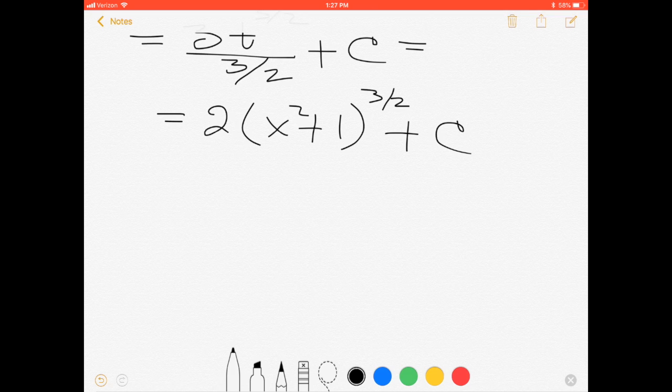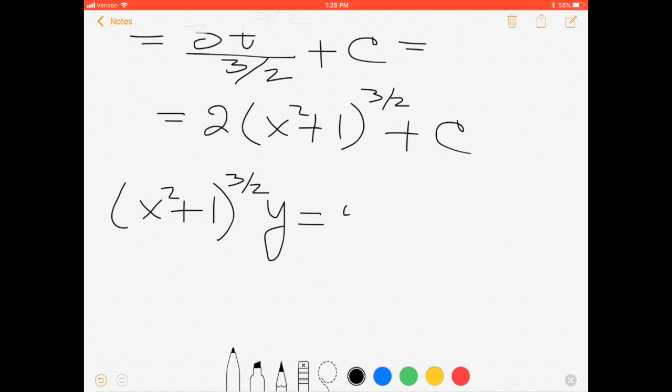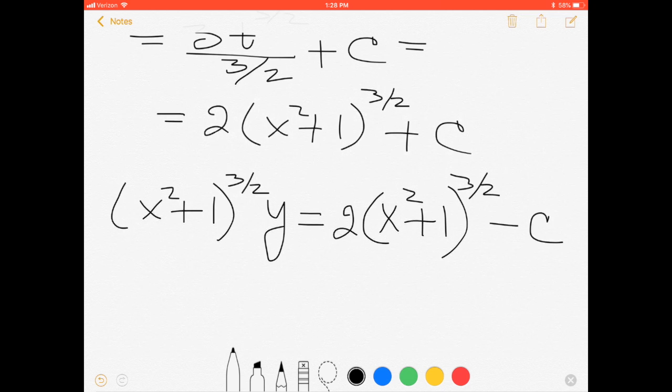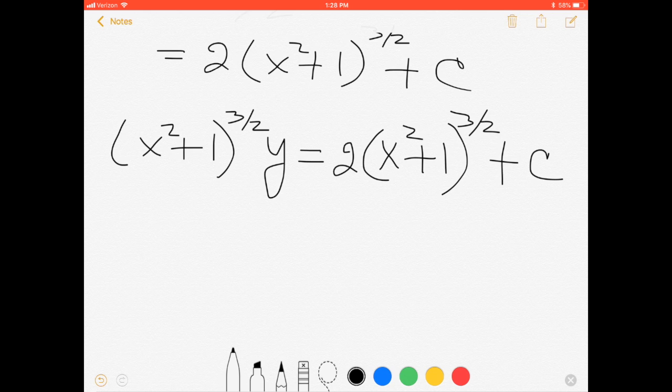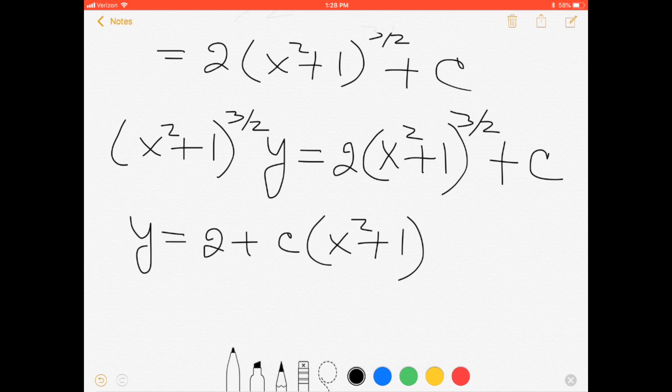Okay, this means what we have here: (x squared plus 1) to the 3/2 power y equals twice (x squared plus 1) to the 3/2 power plus c. Solving for y, we have y equals 2 plus c times (x squared plus 1) to the negative 3/2 power. This is our general solution.